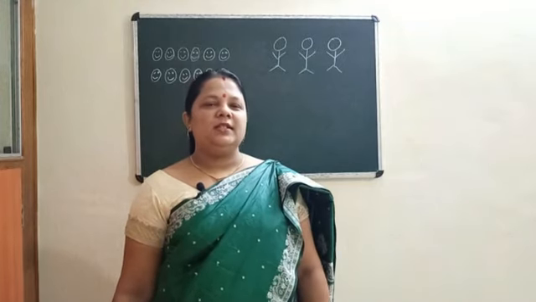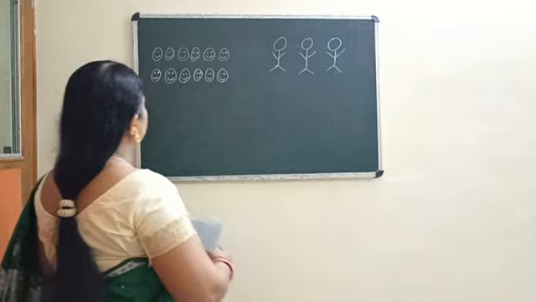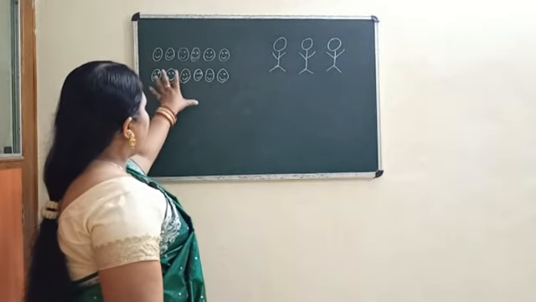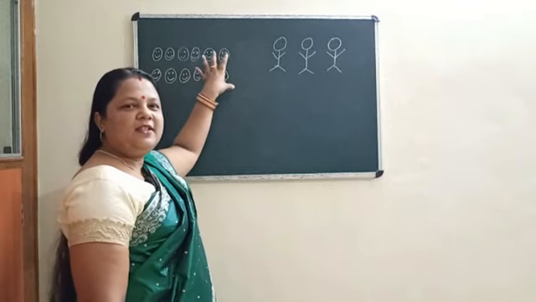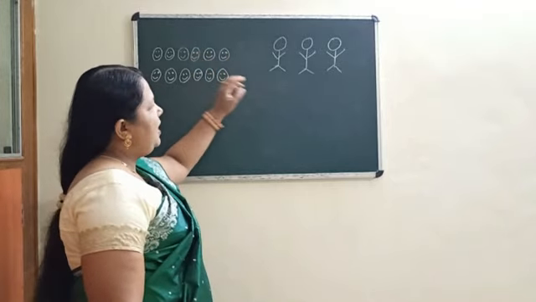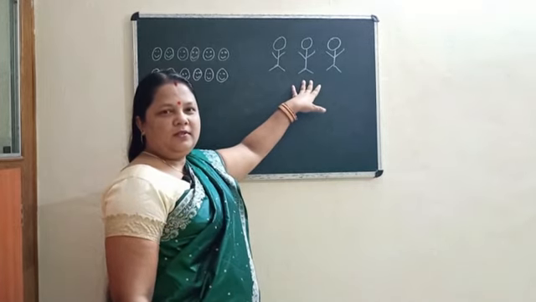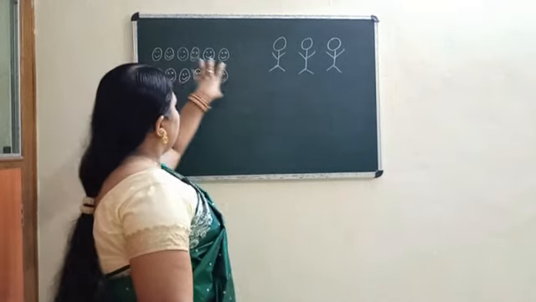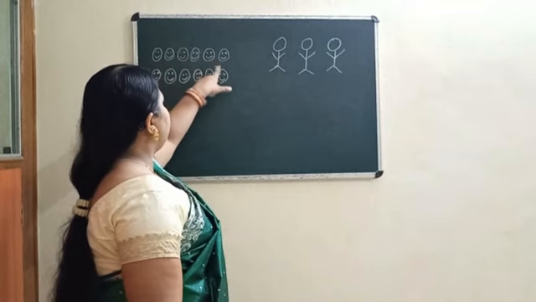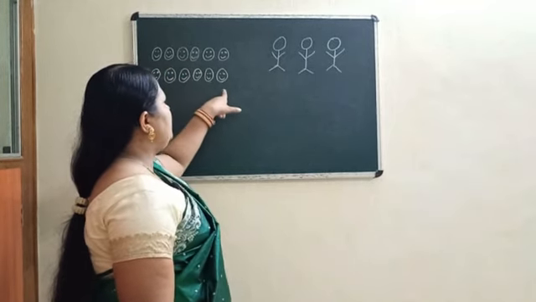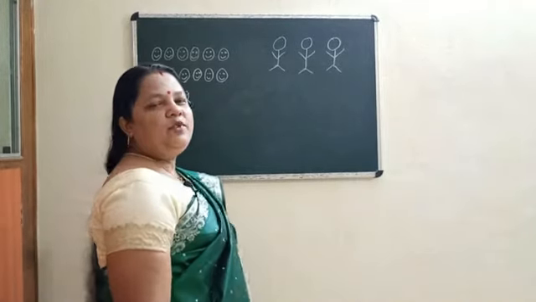So today we will discuss another topic. Let's have a look. See on the board, I have drawn some smiley faces, which means these are stickers, smiley stickers, and here you can see I have drawn 3 persons. So what to do? These smiley faces, how many are there? 1, 2, 3, 4, 5, 6, 7, 8, 9, 10, 11, 12. So the total number of smiley faces we have taken is 12.